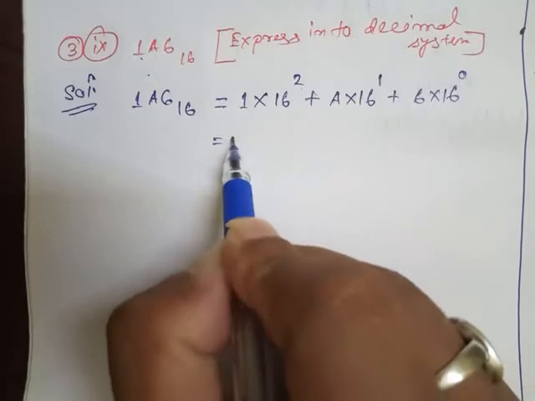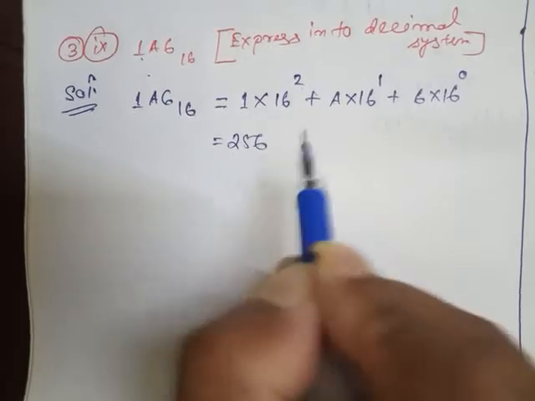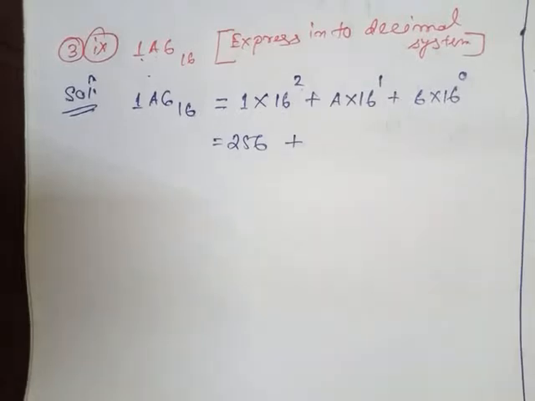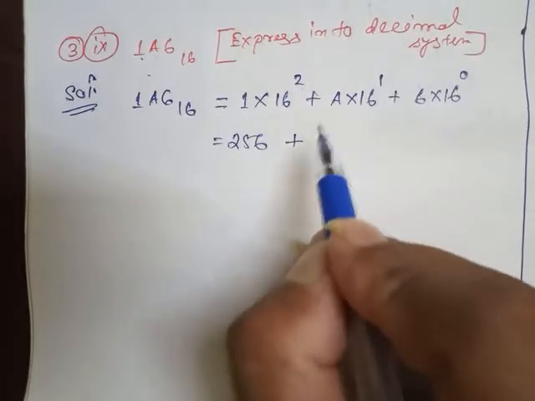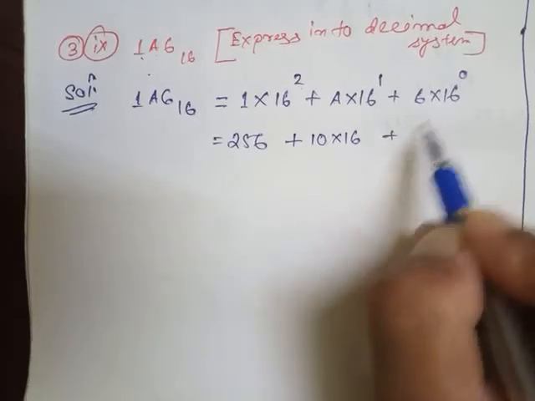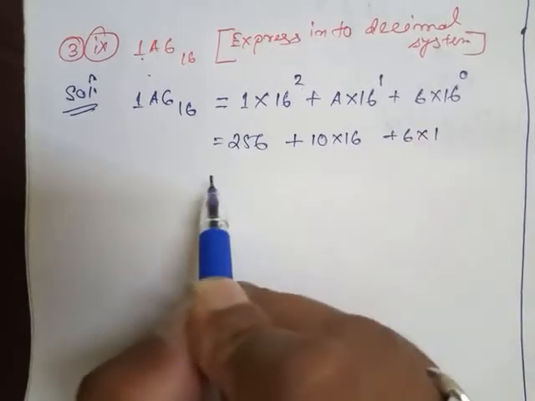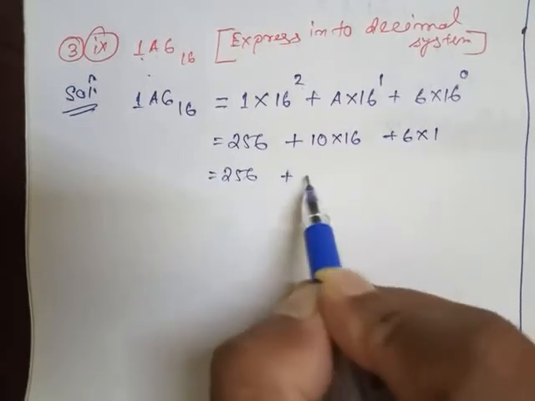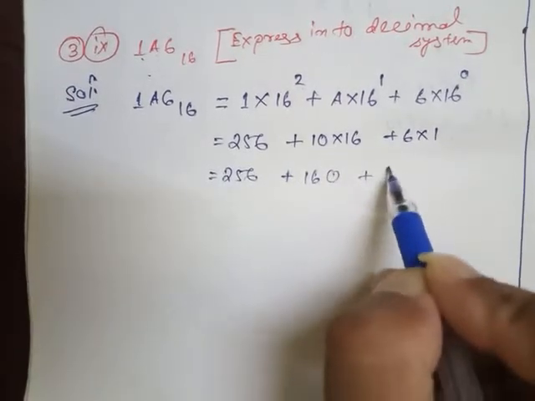So 16 squared is 256. It is not like 16 to the 32, mind it. And after that, in hexadecimal, A means 10. 10 into 16 means 160, then 6 into 1. So 256 plus 16 into 10 means 160, and 6.